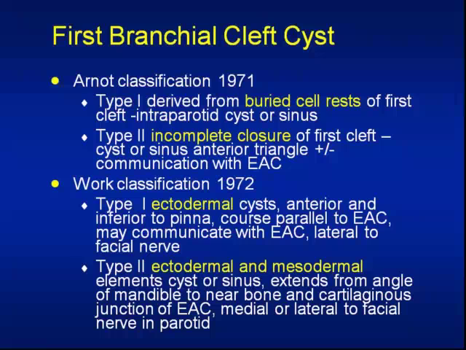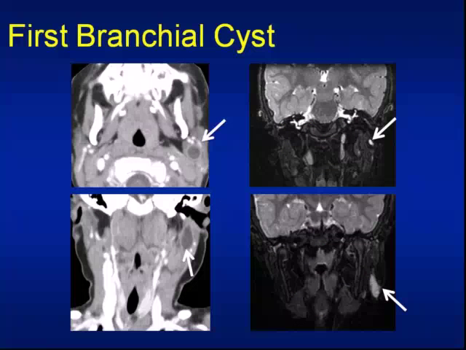Here we have a kid who has an intraparotid, low attenuation, cystic appearing mass, and on coronals, it has that little beak towards the external auditory canal, and they frequently point right towards the junction of the bony and the cartilaginous external canal.